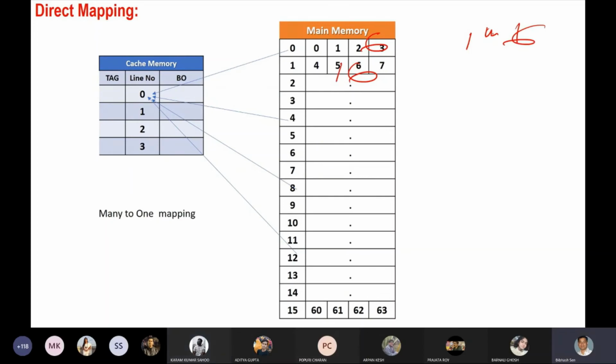Is it clear? Yes, sir. 4 bit for individual main memory location, because here 16 locations are there, so you have 4 bit, and individual location 2 bit, so 4 plus 2 is 6 bit. So total memory size is actually 2 to the power 6. 2 to the power 6 how much? 64. If it is byte, 64 byte.